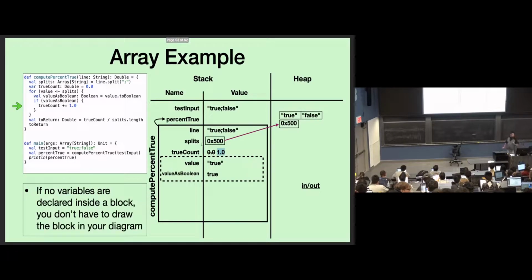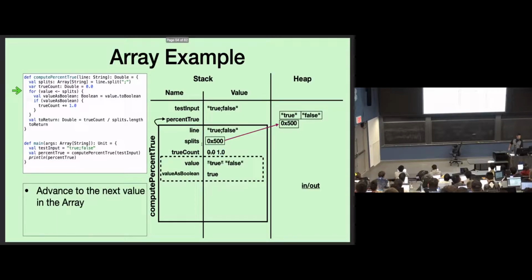Now this conditional, notice I didn't draw a code block for the if statement. If you don't declare any variables inside a code block, you don't have to draw the dashed box. Just to reduce clutter, or else I would have an empty dashed box here, and then I just cross out an empty box. It would make our memory diagrams messy for no gain. So you can draw your empty boxes, I'm not going to stop you, but they are optional. You don't have to draw your empty boxes if you have a conditional where no variables are declared inside that code block. So I didn't draw my if statement code block in this case. I chose not to because there's no variables declared inside of it. It'd be a waste of space.